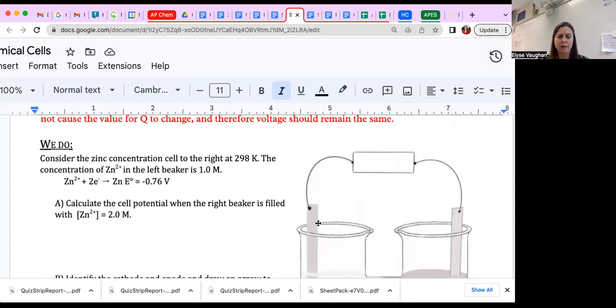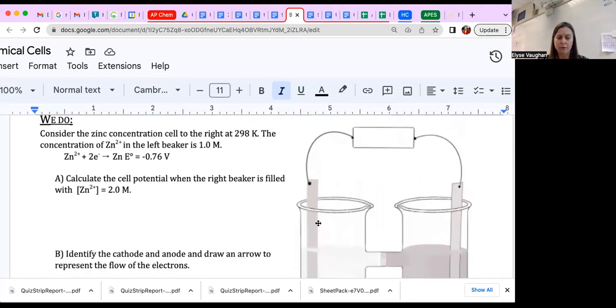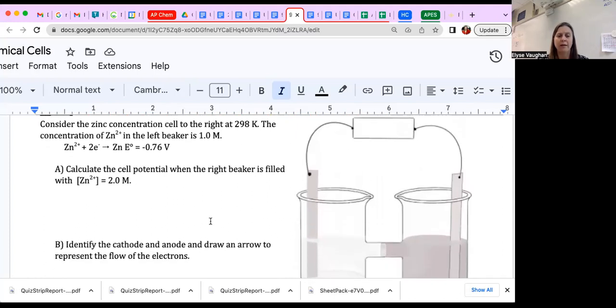So in order to do that, we're going to use the Nernst equation. And so the Nernst equation is that the cell potential is equal to the standard cell potential. And because these two are the same half cell, the cell potential is 0 because there's no difference in their reduction potential, minus RT over NF times the natural log of Q.